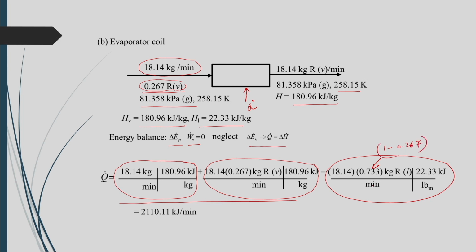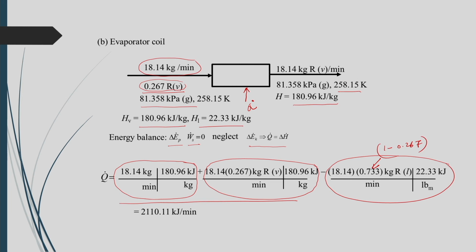So, this fraction of liquid will enter that evaporator coil, which will be evaporated, along with that vapor which is coming out from that expansion valve. So, that also will be there. Adding up all those enthalpy changes, and after balancing, finally you can have this value of q dot equal to 2110.11 kilojoule per minute.